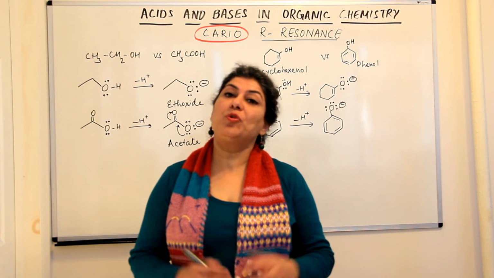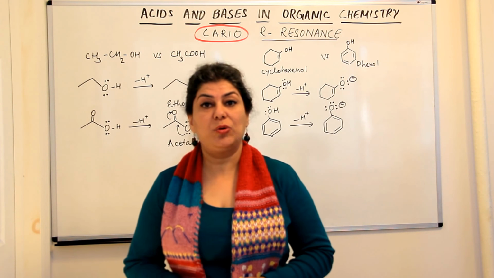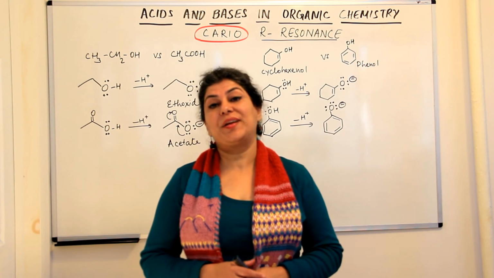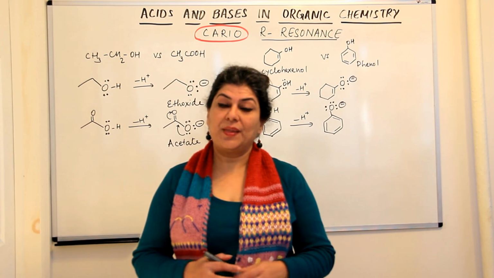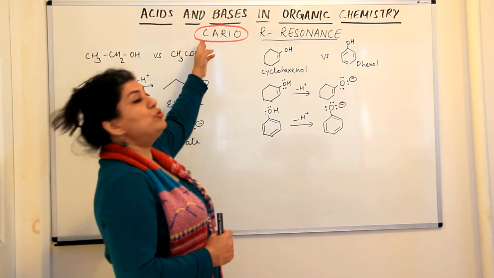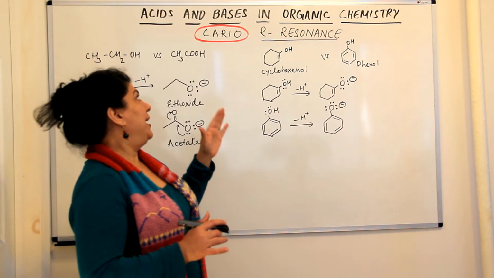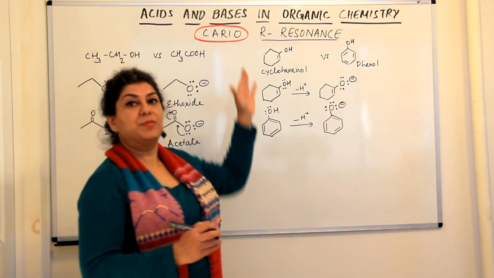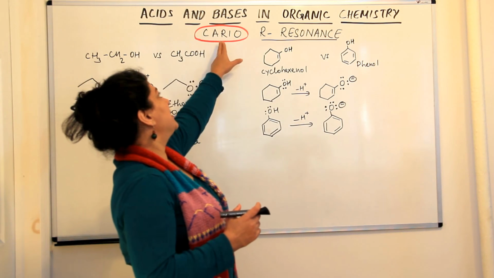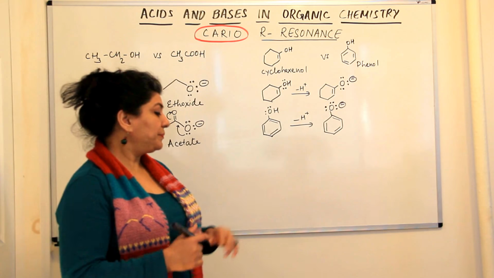In this video, I'm going to continue with our discussion of the use of the mnemonic CARIO in order to compare the acidic and basic strengths of organic acids. In the previous videos, we discussed how we use charge to compare the acidic and basic strengths. And then we moved on to the atom which bears the charge. Now, today I will discuss R, that is resonance, the third step.